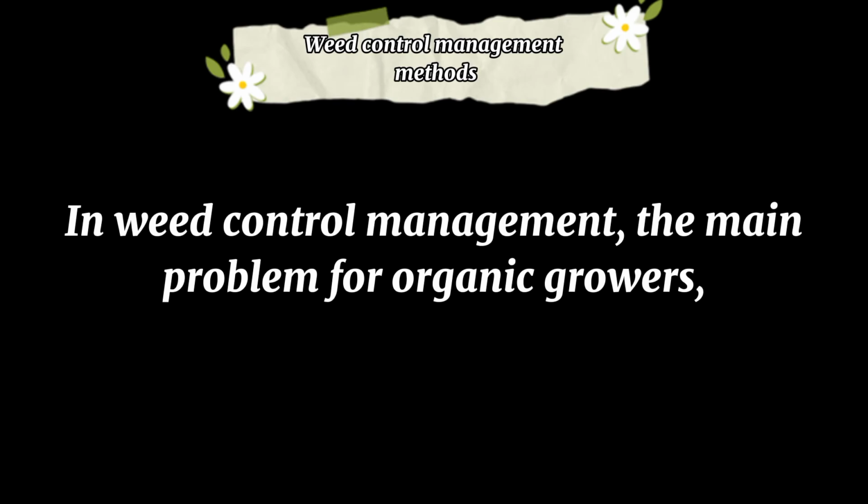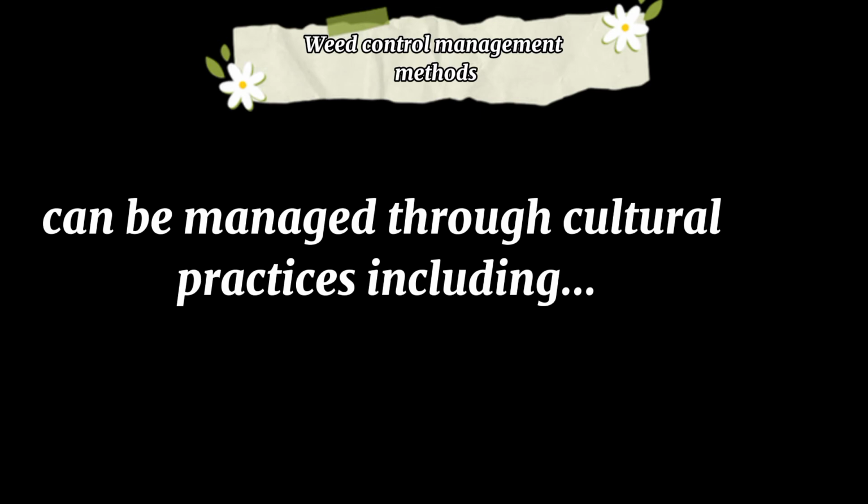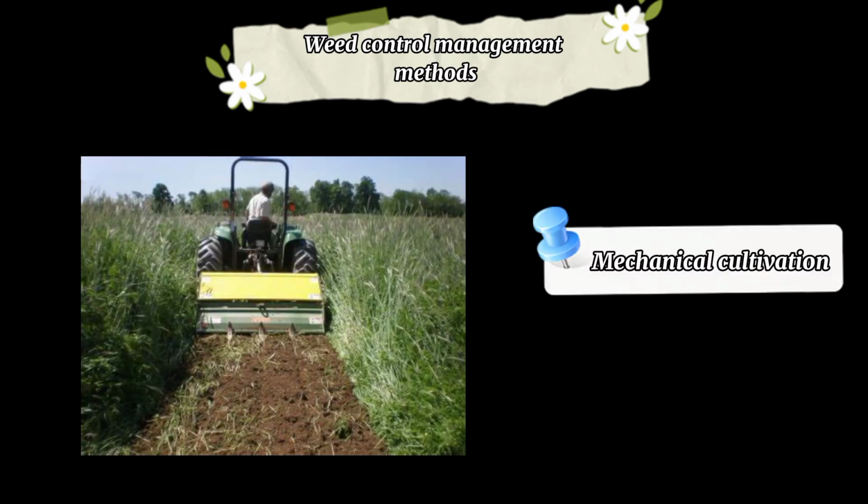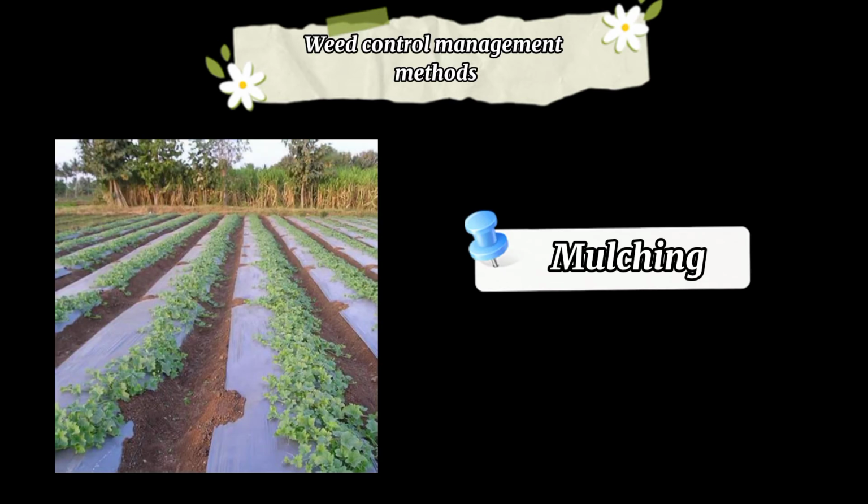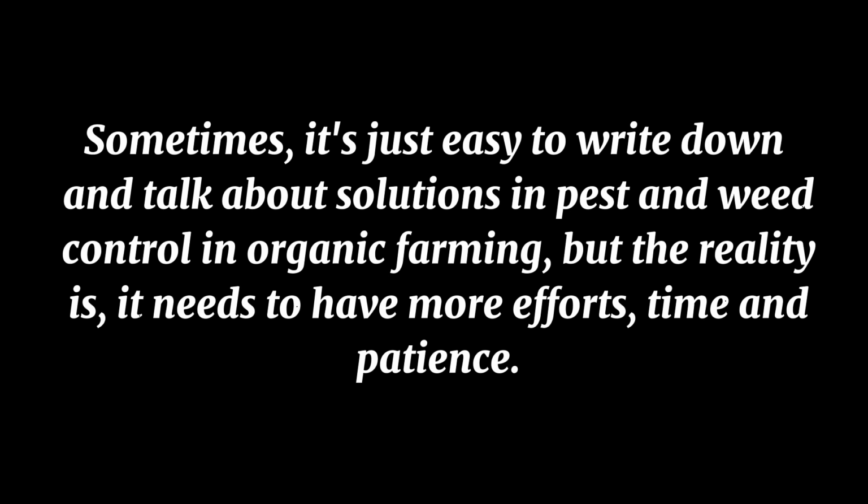In weed control management, the main problem for organic growers can be managed through cultural practices including mechanical cultivation, mulching, and flaming. Sometimes, it's just easy to write down and talk about solutions in pest and weed control in organic farming. But the reality is, it needs more effort, time, and patience.